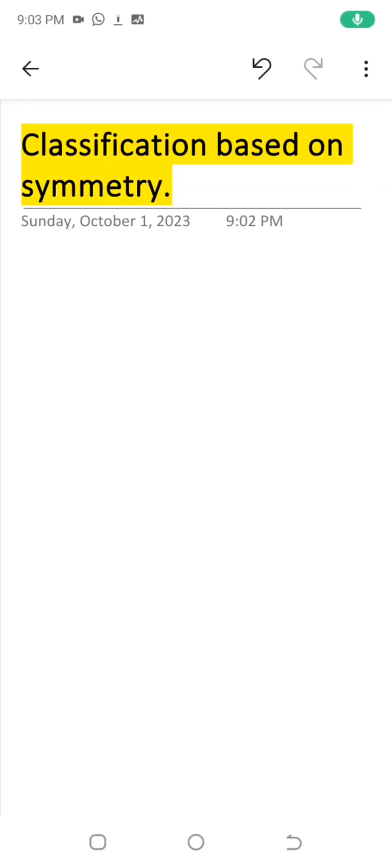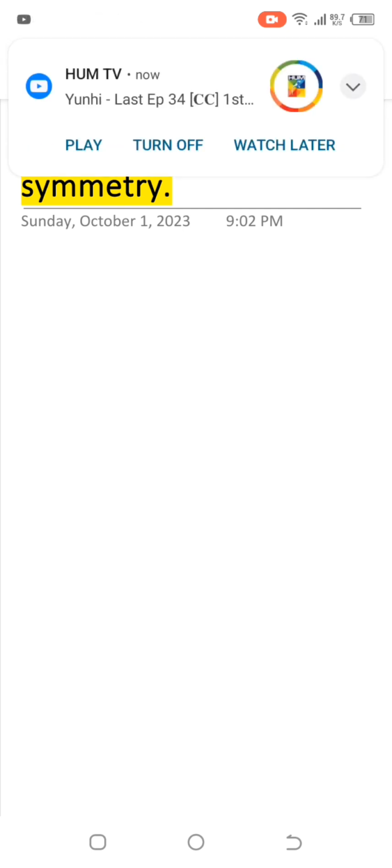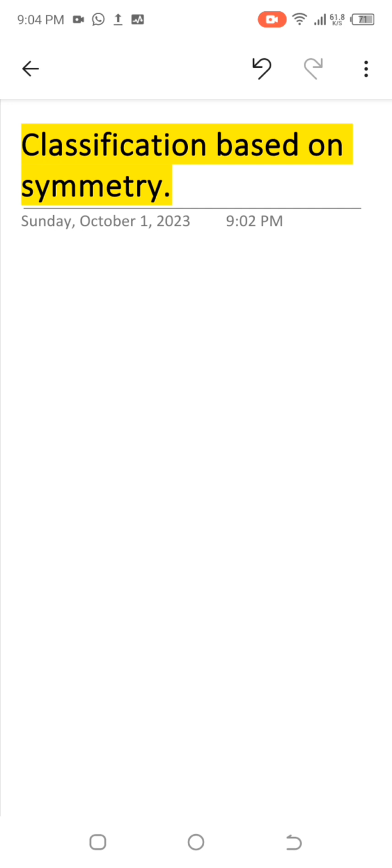So here we're going to discuss classification based on symmetry. In the previous video, we discussed classification based on the number of tissue levels. So let's see classification based on symmetry. First of all, we have the simplest animals, like sponges.